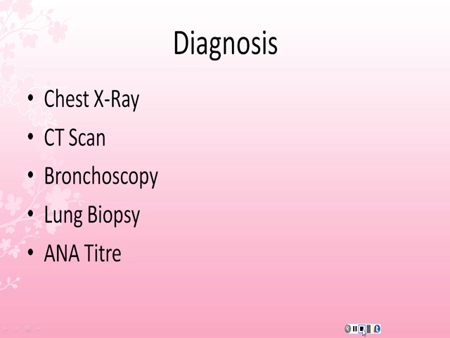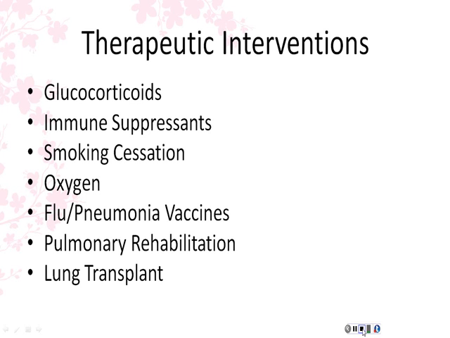For therapeutic interventions, they can give glucocorticoids, which will help to decrease the inflammation, immune suppressants to help decrease the immune response, certainly smoking cessation, and also instructing the folks to avoid any secondhand smoke exposure as well. They can do supplemental oxygen if the person is hypoxic. They want them to get flu and pneumonia vaccines to prevent illness, which can exacerbate the problem. Pulmonary rehabilitation to maintain optimal activity tolerances, and then a lung transplant may be considered if the patient is younger.